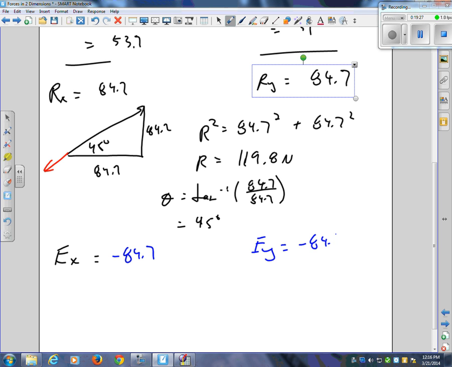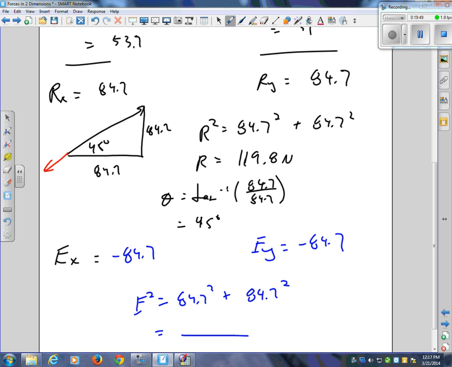You just take the opposite directions of the Rx and the Ry, right? And then you're going to get E squared is 84.7 squared. I mean, in this case here, you're going to get exactly the same thing, right? Well, you're always going to get the same number, aren't you? Because the numbers aren't going to change, only the signs are going to change.